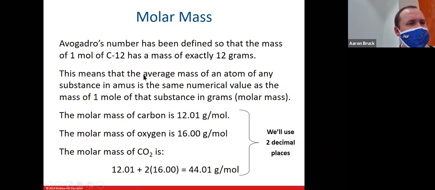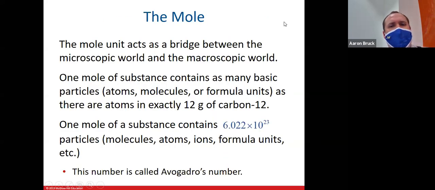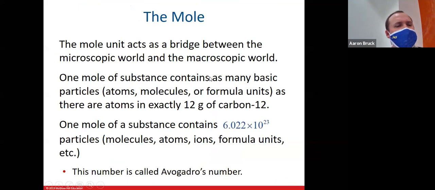So going back just a second here. The important thing to draw out of this particular conversation is that our mole is a bridge. Our bridge to connect the world of the microscopic and the number of particles of things and the macroscopic world where we describe things in terms of mass and volume sometimes.